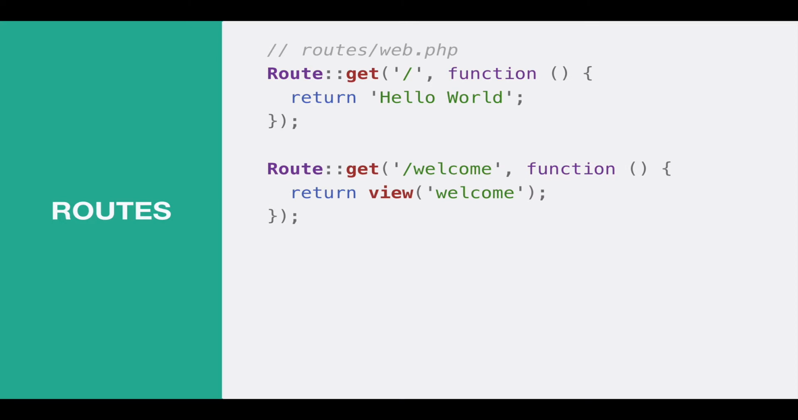Okay, so let's take a look at some code. So here are a couple different routes. So the first route, turn on my pointer here. So the first route here is, okay, so we have right here, we have our route class. Then we have our method. So we're using get.